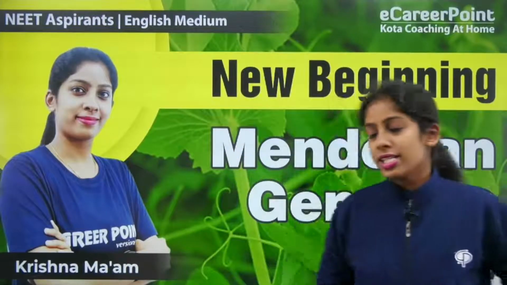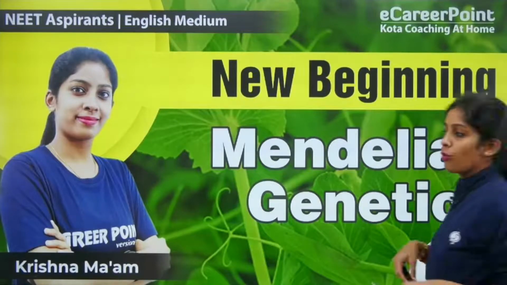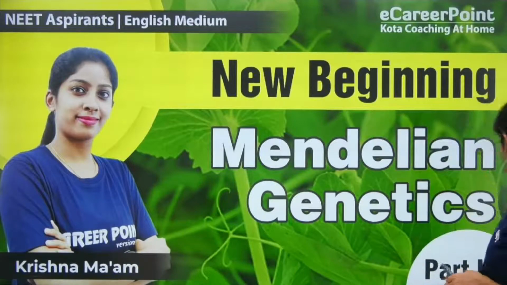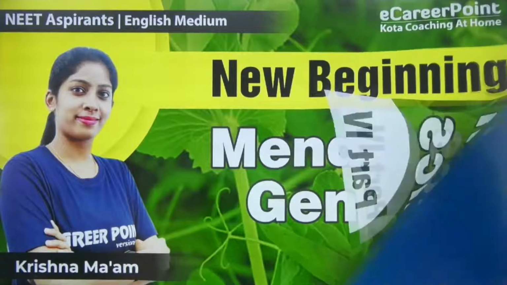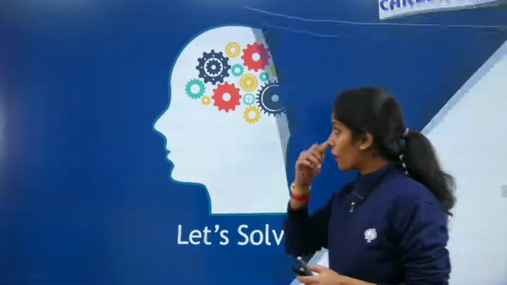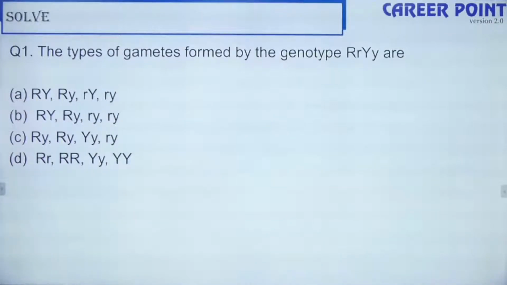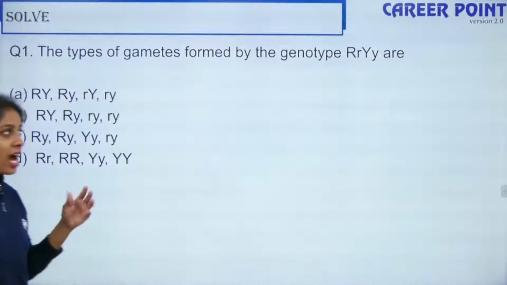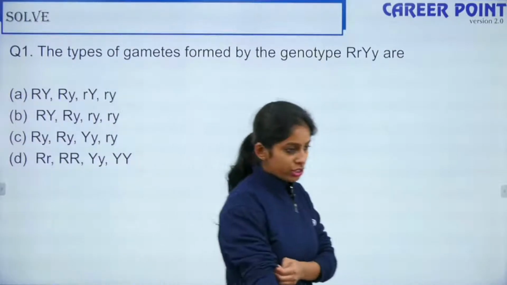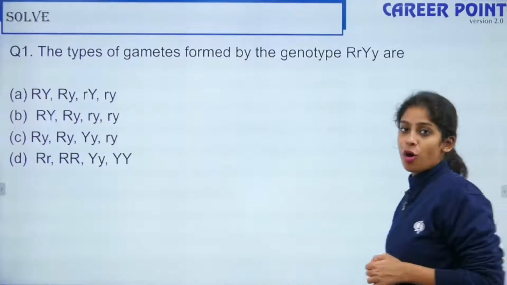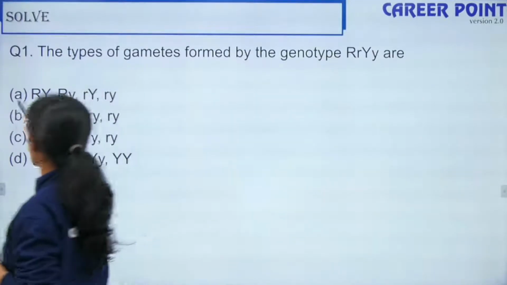Yes, Mendelian Genetics Part 4. We are going to solve the homework questions that I gave on Monday. So let's see how the questions are and how we are going to solve them. Question 1: three types of gametes formed by the genotype. I have a dihybrid genotype in heterozygous condition, and what are the gametes that will be formed with the help of this genotype?